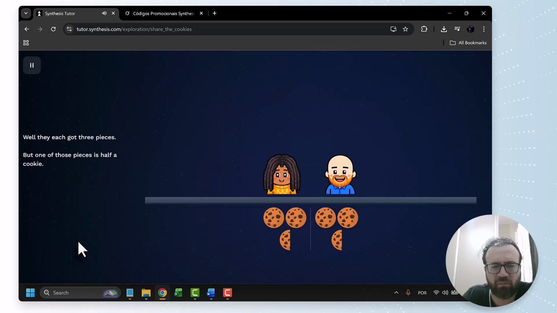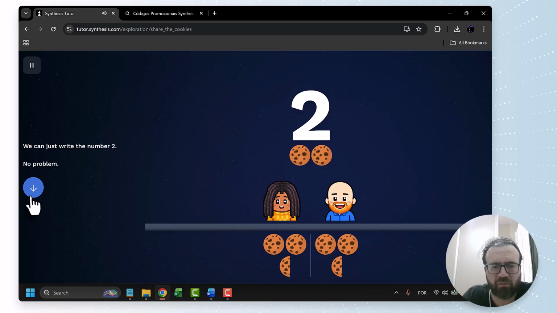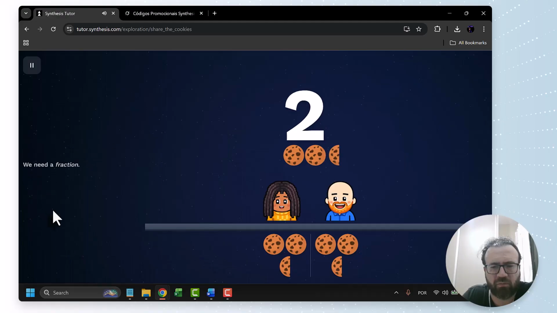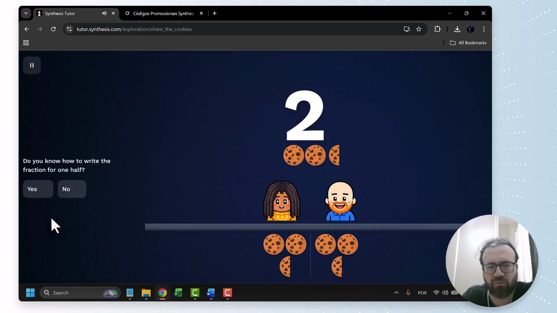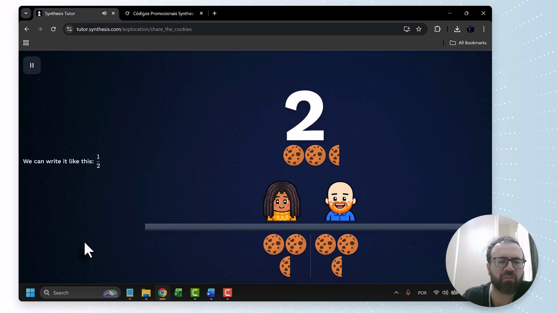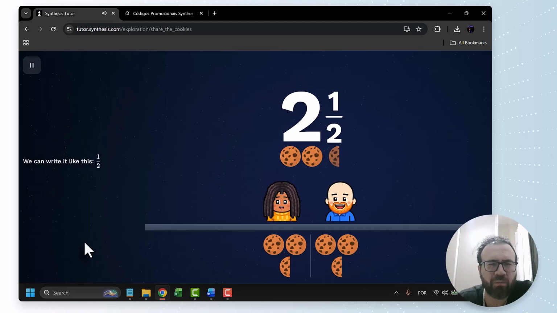Well, they each got 3 pieces, but one of those pieces is half a cookie. To write the number of whole cookies, we can just write the number 2. But for the half cookie, we need a fraction. Do you know how to write the fraction for 1/2? We can write it like this, 1/2.